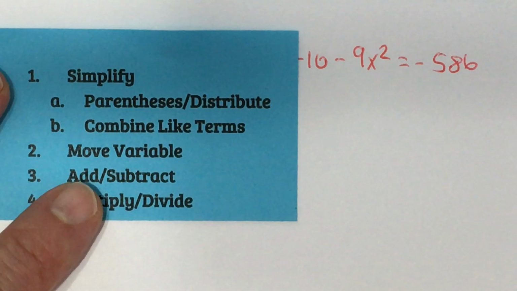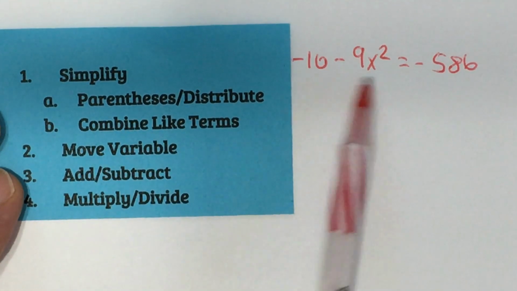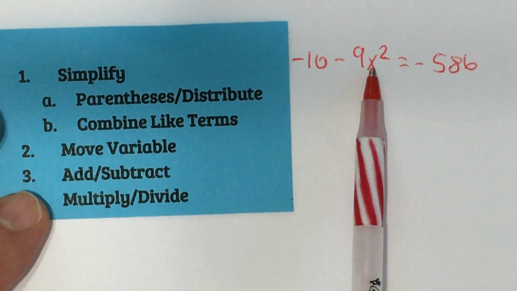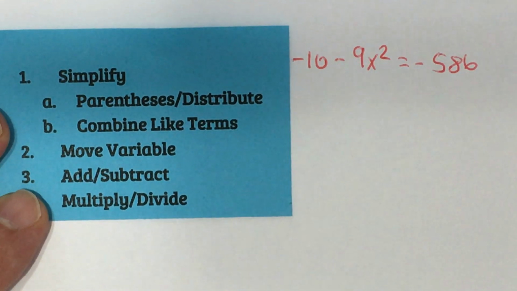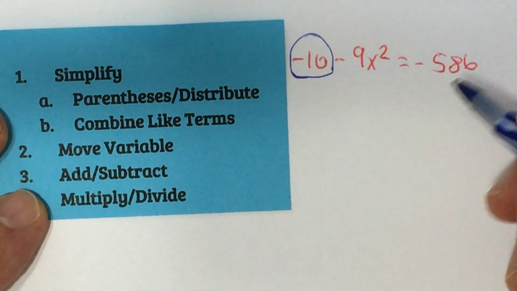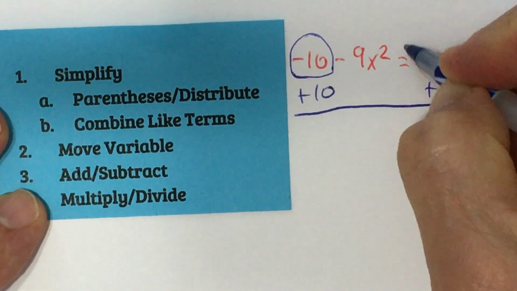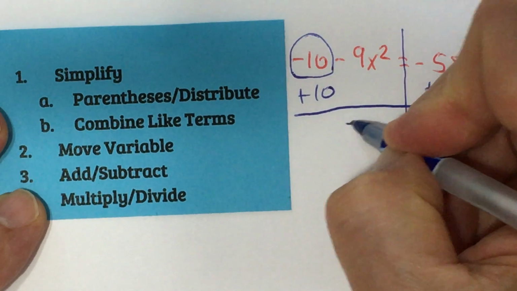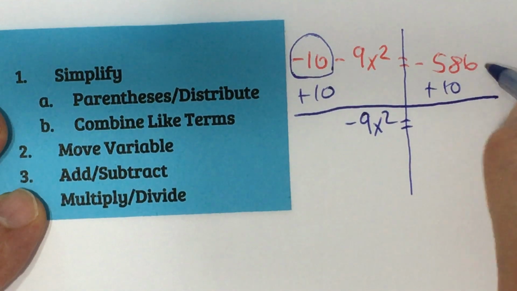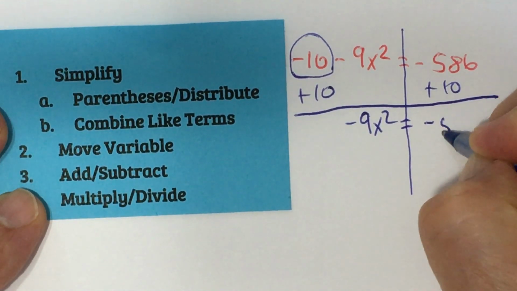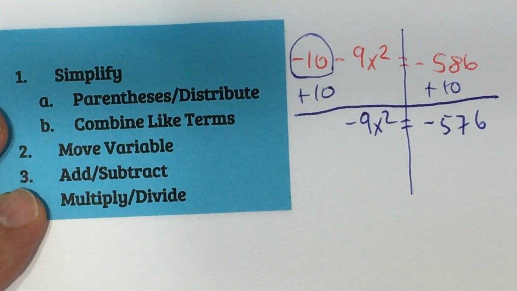Okay, so I have a new type of equation here. I don't have parentheses. I don't have like terms. The variable is right here, so I don't move it. Add and subtract. Okay, I'm going to add and subtract. I'm going to take care of this negative 10 by adding 10. Adding 10. Negative 9x squared equals negative 586 plus 10, which is negative 576.